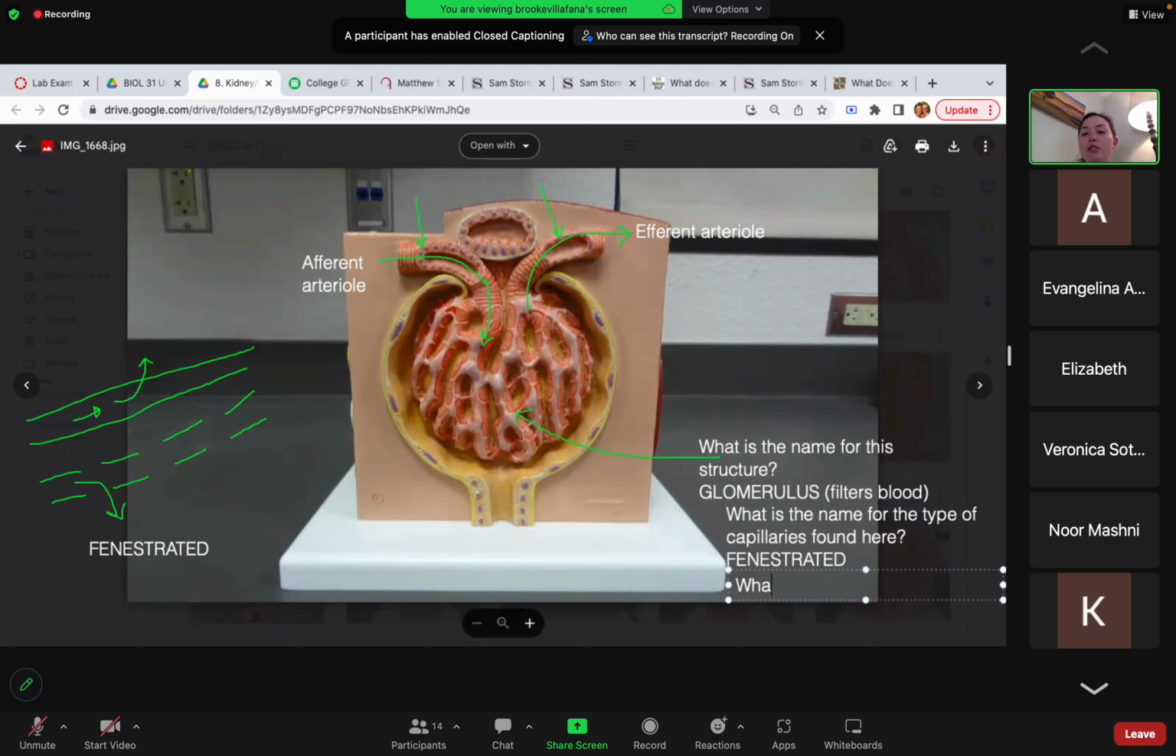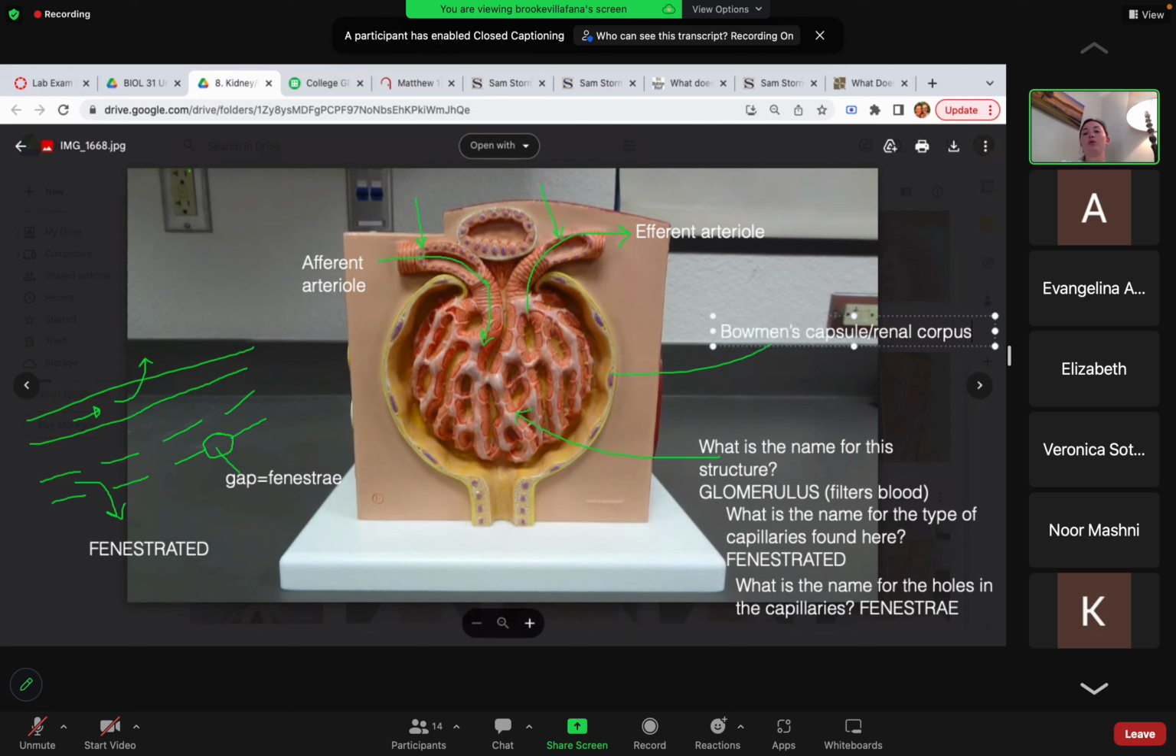If I ask, what is the name for the holes in the capillaries? The holes themselves are called fenestrae. So every hole is a fenestra. This hole right here, that gap, is a fenestra. Fenestrated is the type of capillary, okay? And then that whole thing is going to be sitting inside of the renal corpuscle or Bowman's capsule, which you could think of again like a bowl. Bowman's capsule, like the bowl it sits in, also called the renal corpuscle, renal capsule.